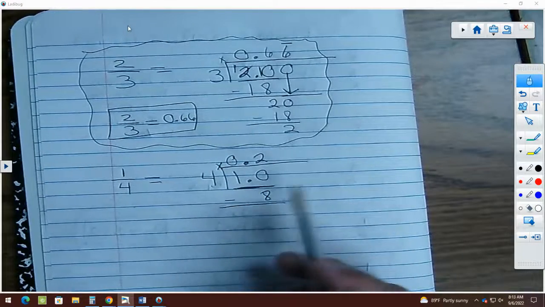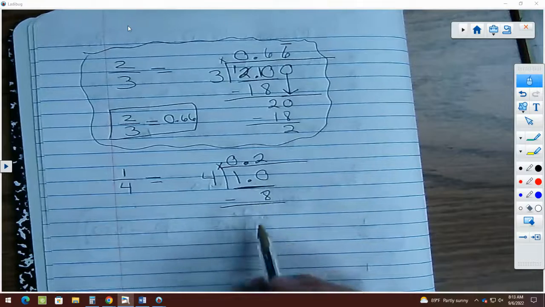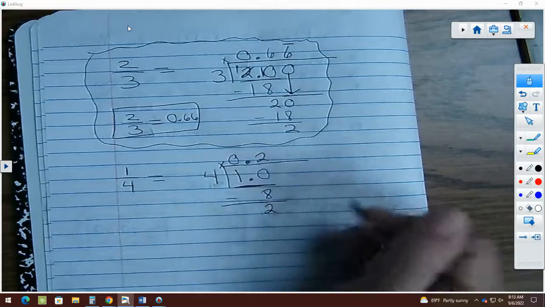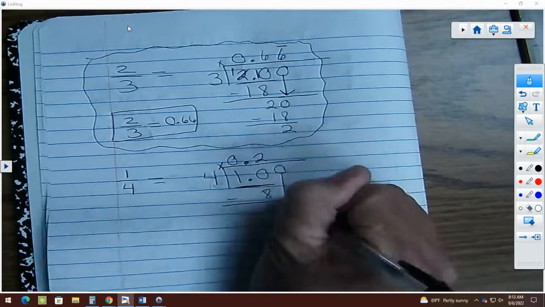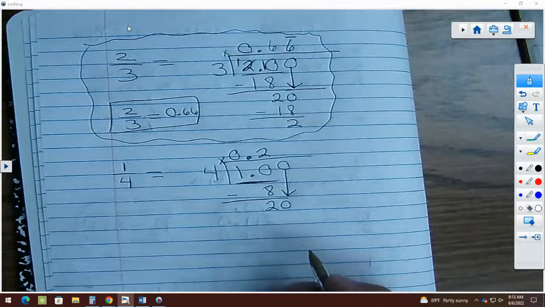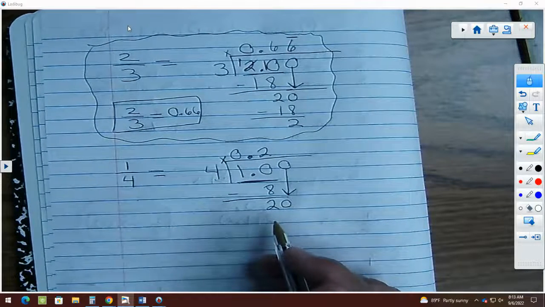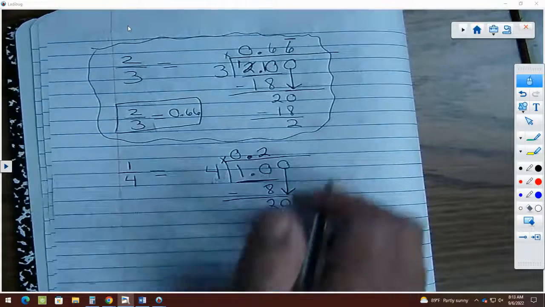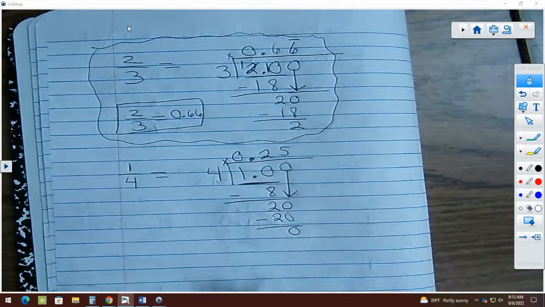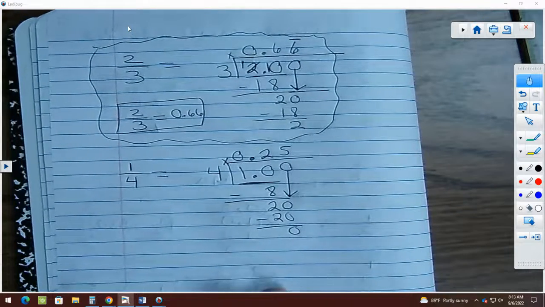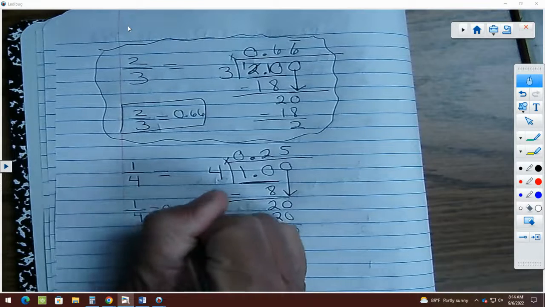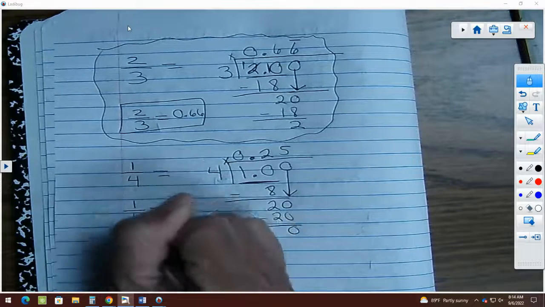Now you can regroup. I can already see it this way. 10 minus 8. 2. Drop a what? 0 again. We keep on putting zeros until we don't have anything or we know that it repeats. 4 times what gives me 20? 5. Is this going to repeat? No, you're done. So what do I know about 1/4? 1/4 is 0.25 or 25 cents. You want to think of money.